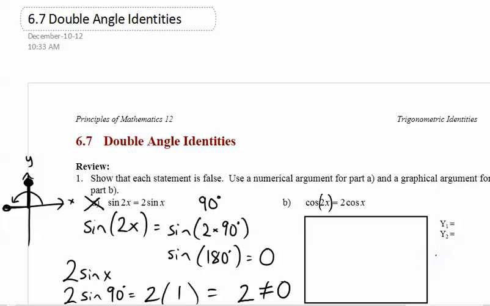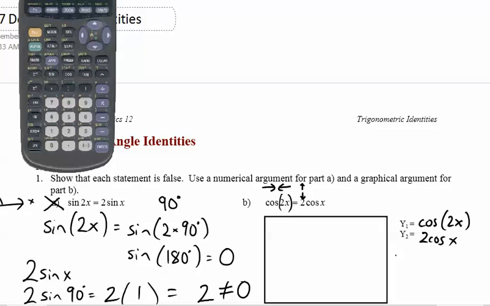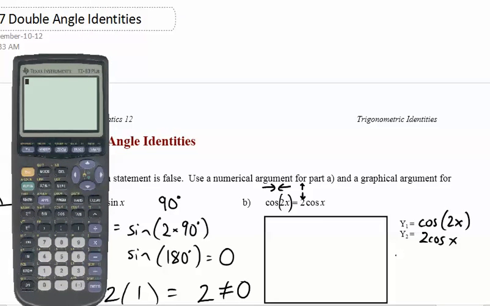Do you know what the 2 does when it's inside with the x? It compresses it horizontally. So it makes it half as wide. And what about when the 2's outside of the function? It's a vertical expansion. So a vertical expansion times 2 is not the same as a horizontal compression times 2. We can show that by graphing. Let's graph y equals cos 2x and y equals 2 cos x to show that these graphs are actually not the same. So take out a graphing calculator, make sure you're in radian mode.